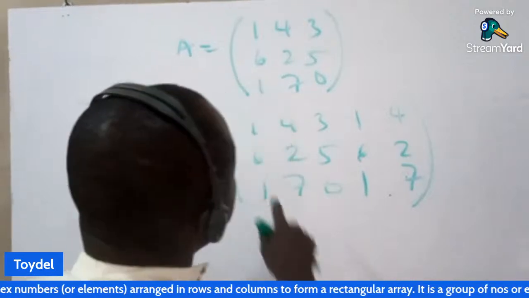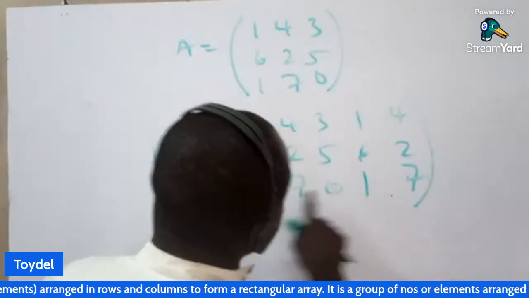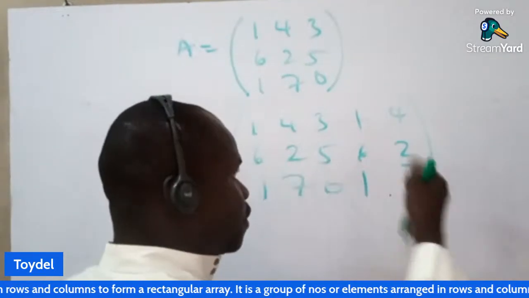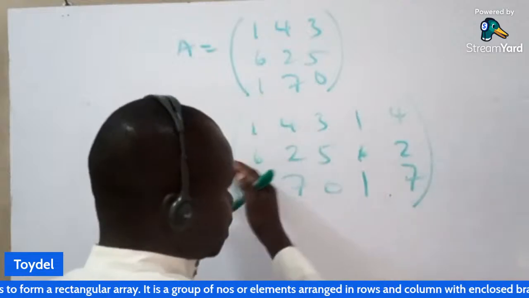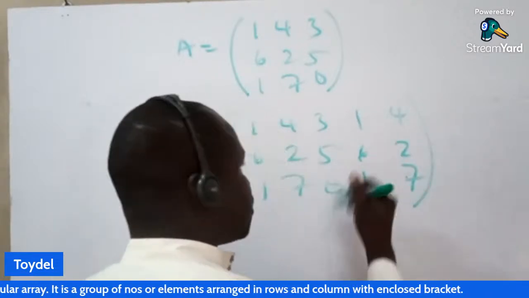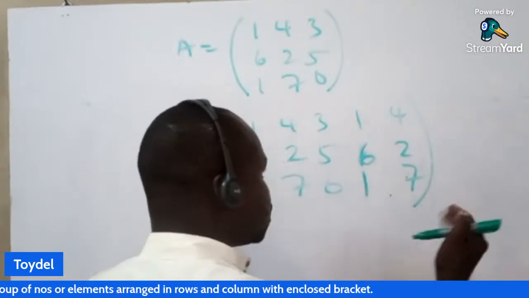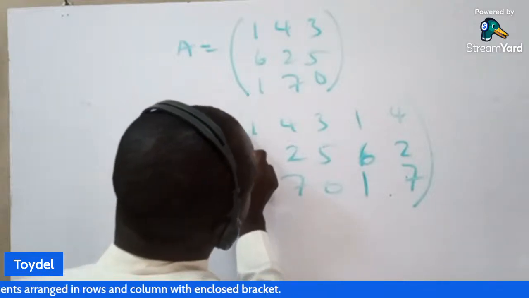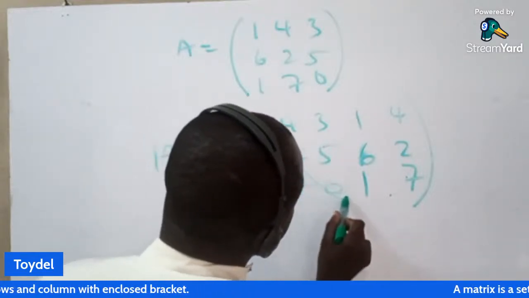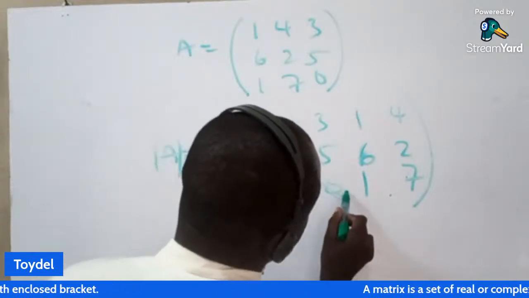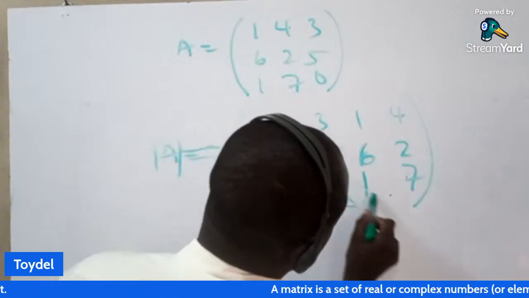Then we will now look for the leading diagonal. In this case, we now have a 3 by 5 matrix. It's 3 by 5. We still have 3 rows, but we have gotten an additional 2 columns. So you now trace out the leading diagonal here. This is the first leading diagonal here. You trace out the leading diagonal.